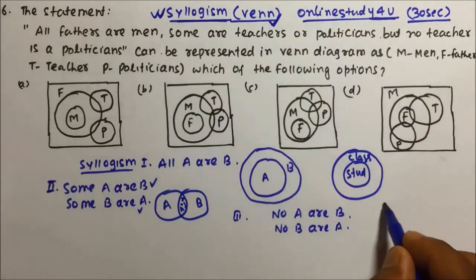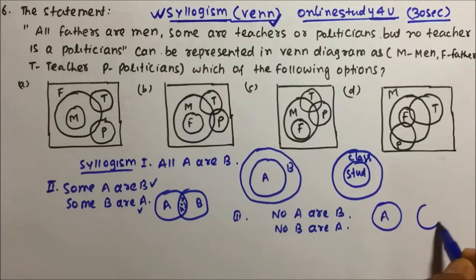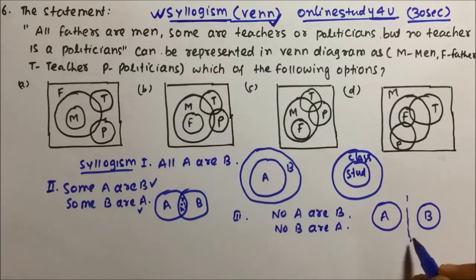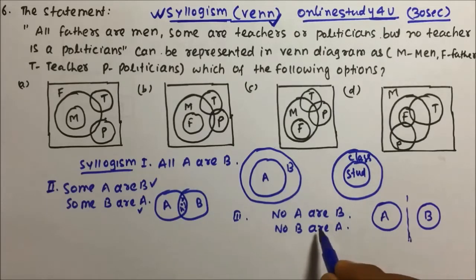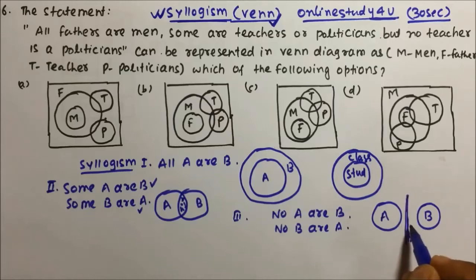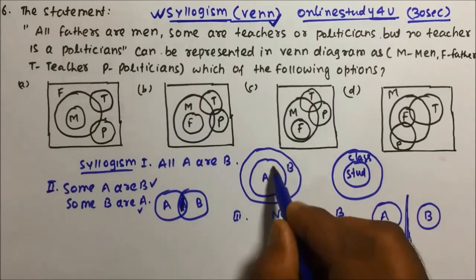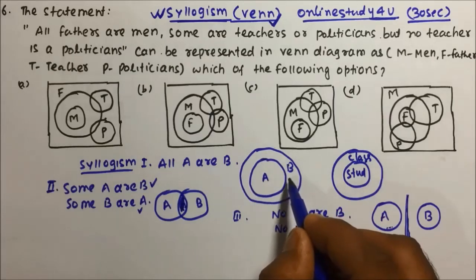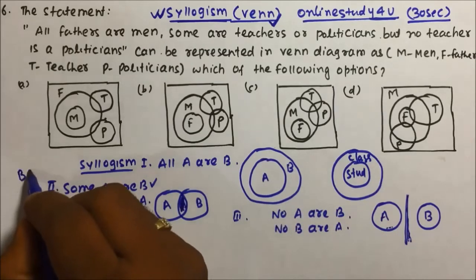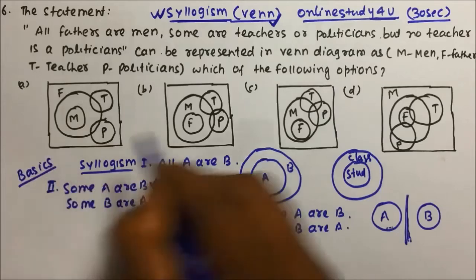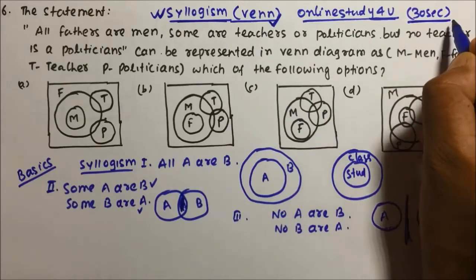Now, no A are B and no B are A. So this is my A and this is my B. You can see no A are B. A does not have any relation with B and B does not have any relation with A. See, this should be very clear. Not even a single part of A will be B. Some A are B means some part of A will be in B and some part of B will be in A. And all A are B means all of A will be inside B. Now, if you know these basics of syllogism, then 30 seconds is more than sufficient to solve these questions.